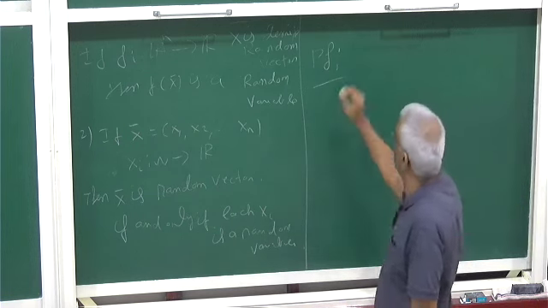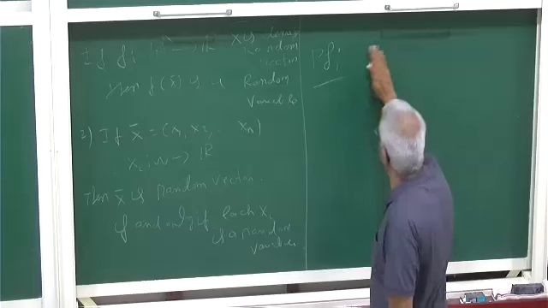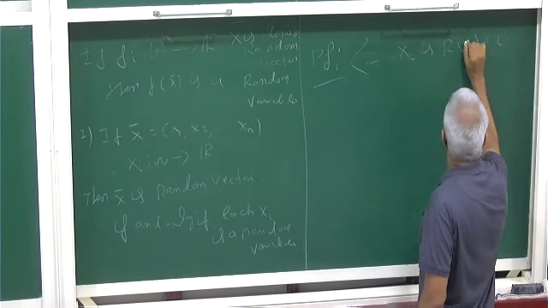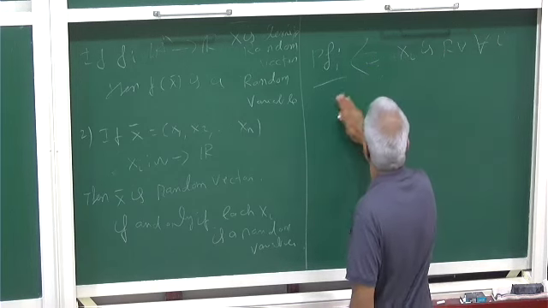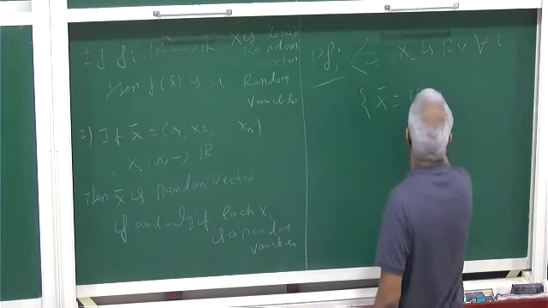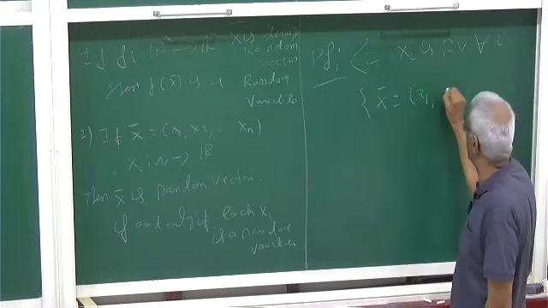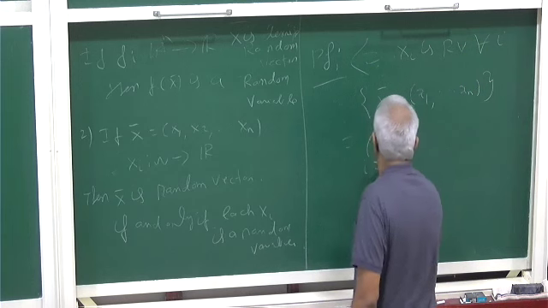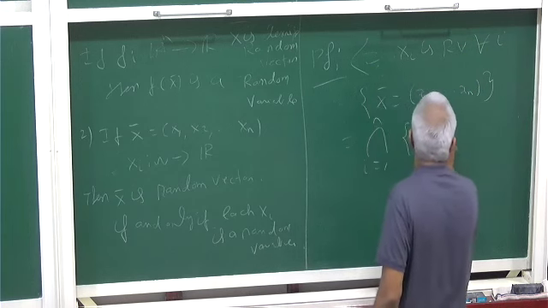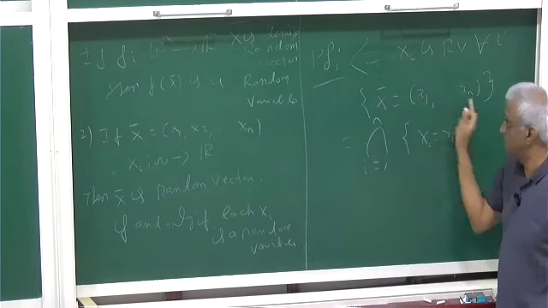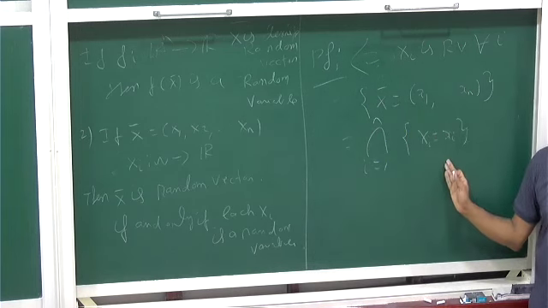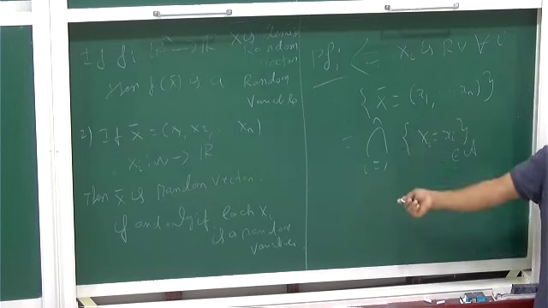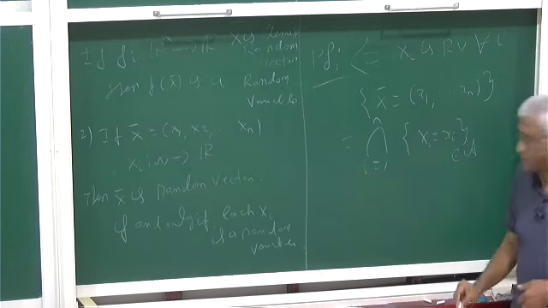So first, maybe you will prove it this way. Each Xi is a random variable for all i. Then the set {X bar equal to (x1, ..., xn)} is equal to the intersection over i equal to 1 to n of {Xi equal to xi}. This equality means each coordinate should match. Each set is in A, and A is closed under intersection, so the intersection is also in A.